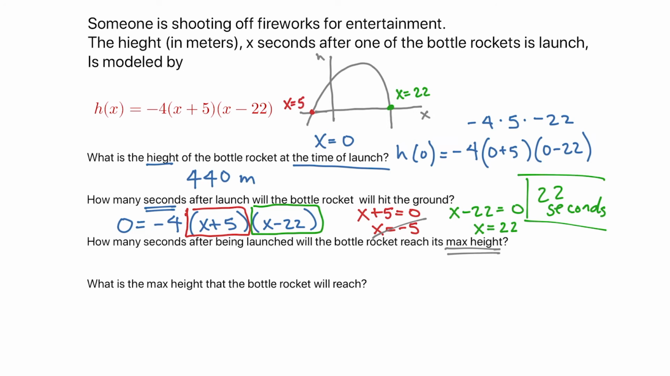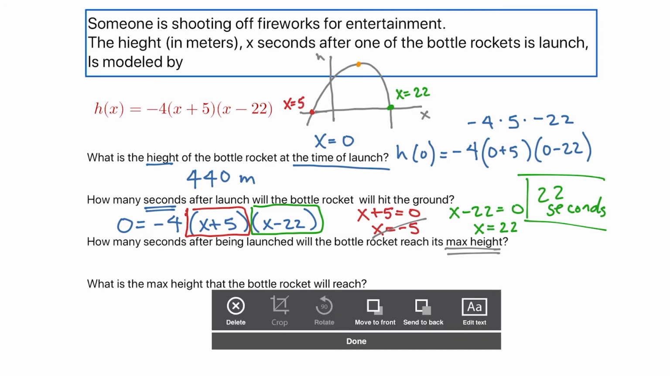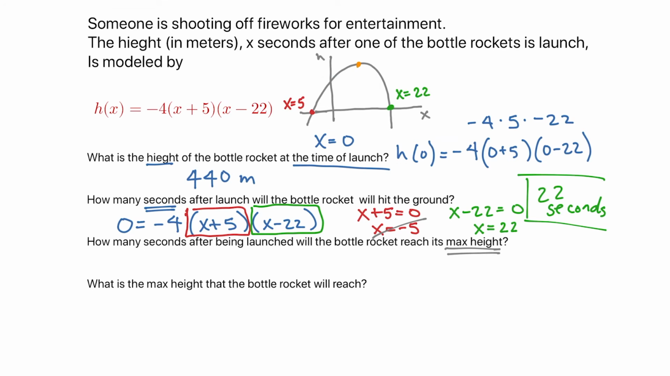All right, what's really cool about this is my vertex. It will be right in between that. So I just need to figure out what's the middle point between 22 and -5. I don't know why I wrote 5; it's -5 over here. I just need to find the average. So to find the average, I take -5 and I add it to 22, right? And then I divide by 2.